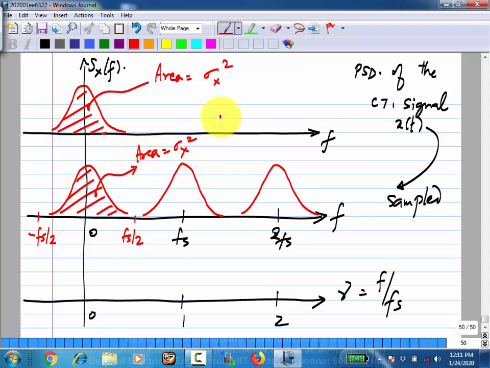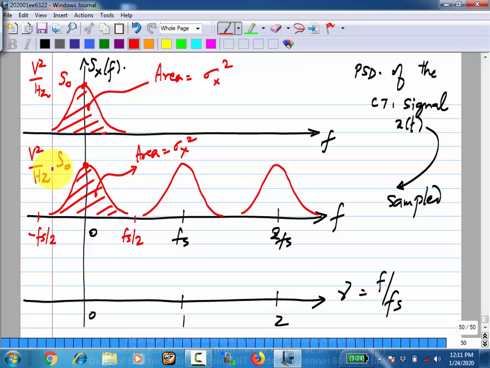sigma x square. So let's say the value at f equal to 0, this is S naught for the continuous time case. What should be the value here? The way I have drawn it, what should be the value? Same, it should be the same, because I have plotted the spectral density against f. Okay. So this should be S naught. For instance, just to make it more concrete, if this S naught is volt square per hertz, this will also be S naught volt square per hertz.